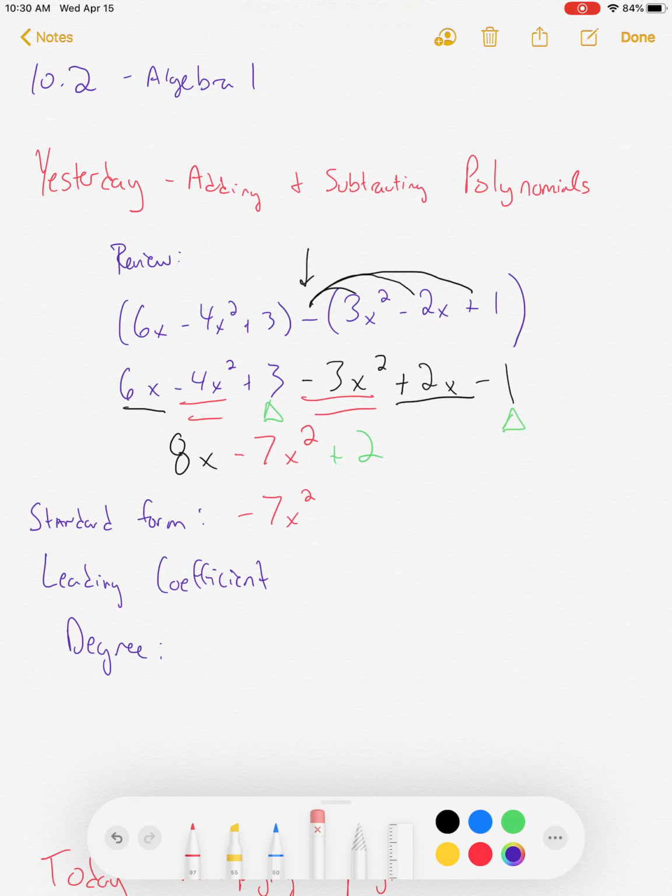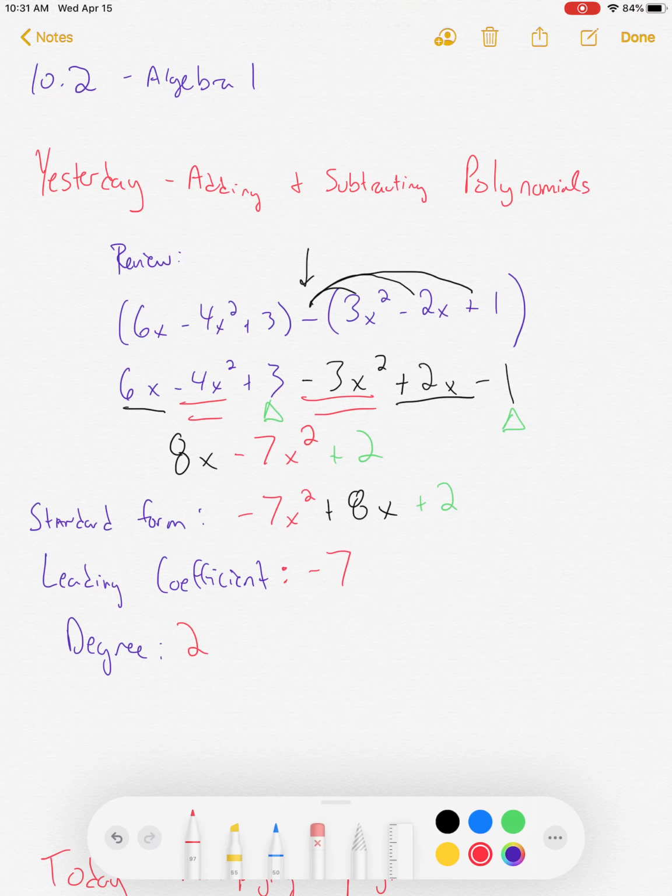Next up, I have just an x, and that's a positive 8x out front, so I'm going to write it as plus 8x. On the end, it is plus 2. My leading coefficient, if it's in standard form, is just the first number I have. So my first number is negative 7. My degree, again, is the highest exponent. Your highest exponent is right there. So your degree is 2. That should all be a review from yesterday.